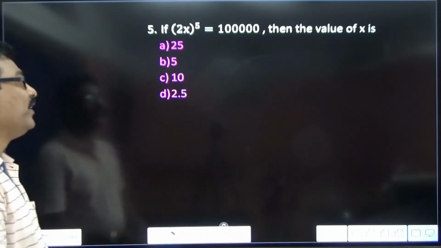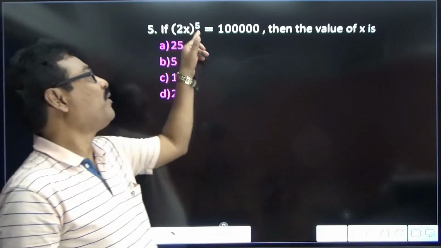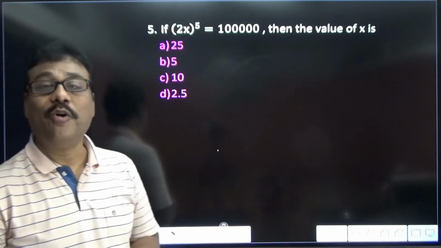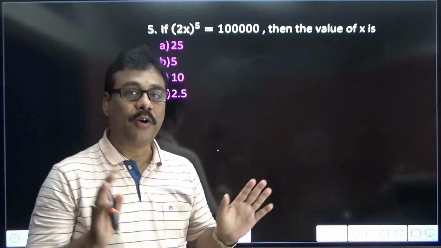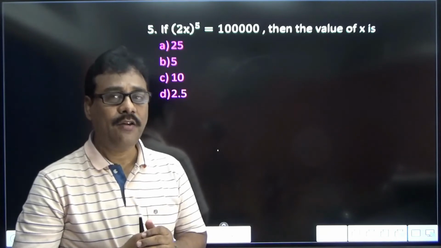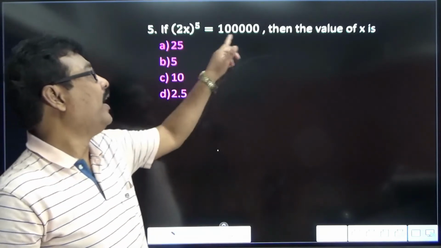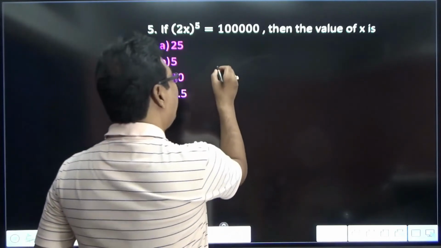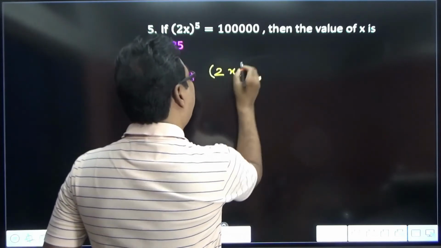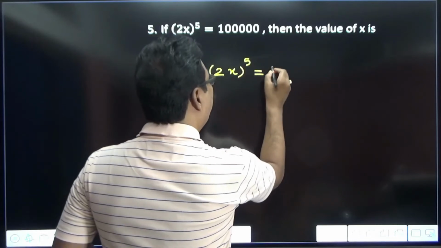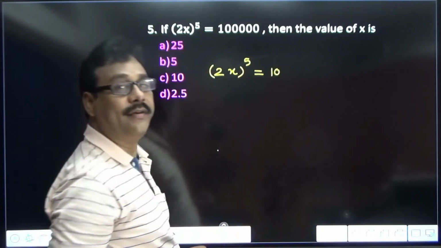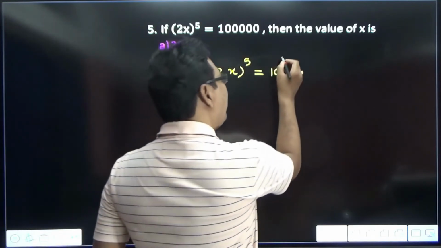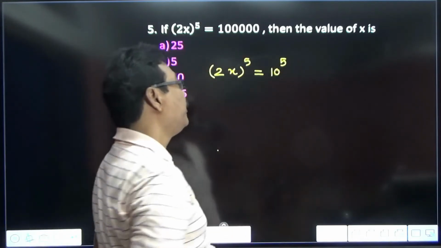Next question, what is it? 2x to the power 5 is equal to this much. So the question is find the value of x. So what will you do here? First of all, let us express this one in terms of 10 power. So let me write that one. 2x to the power 5 is equal to 10 to the power, what is it? 1, 2, 3, 4, 5. 5 zeros there. So I can write it 10 to the power 5.